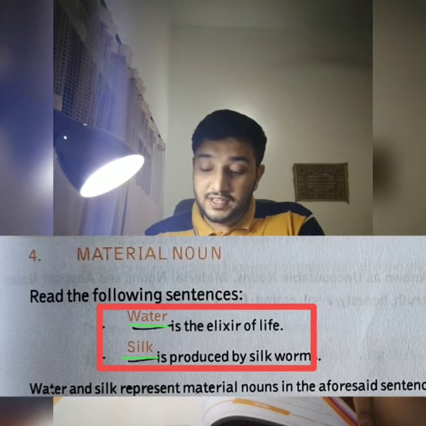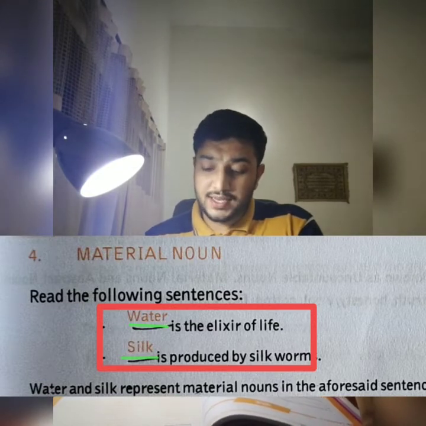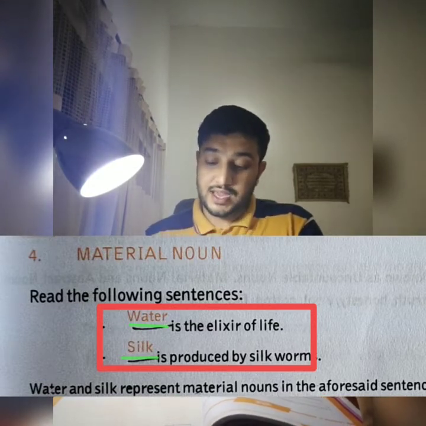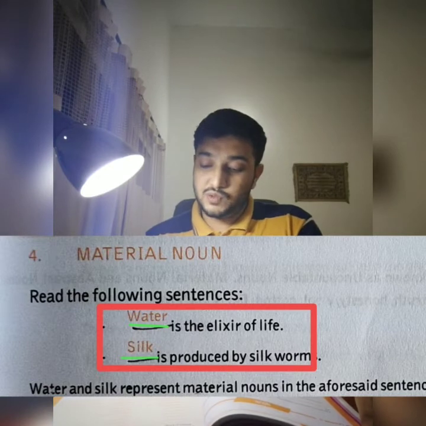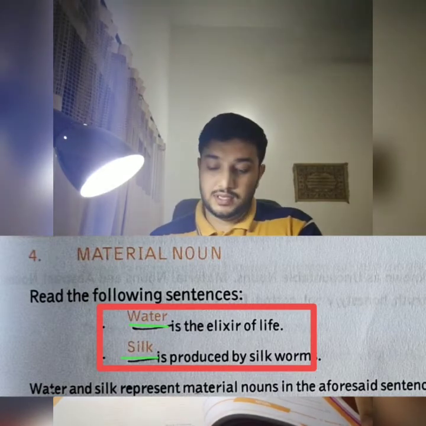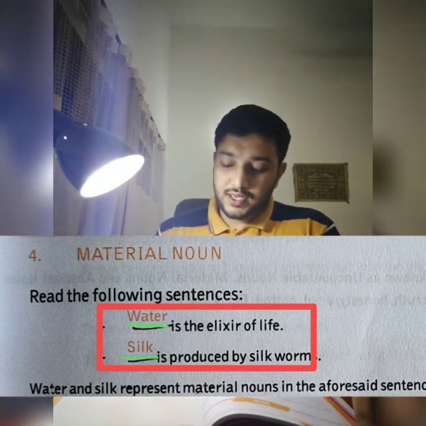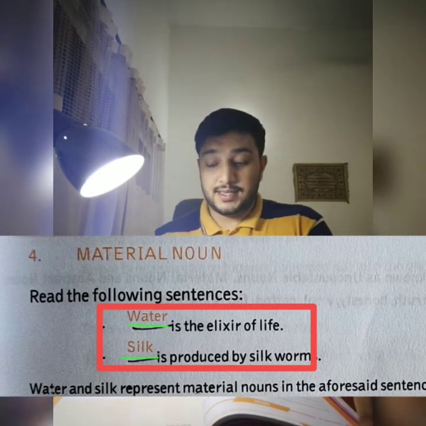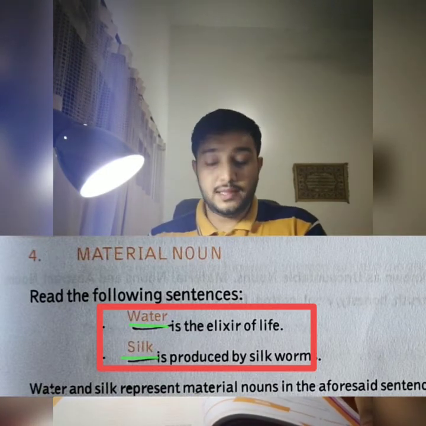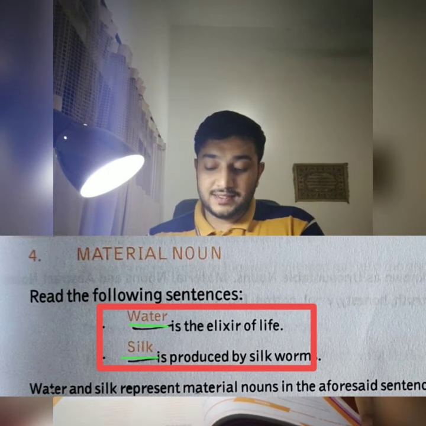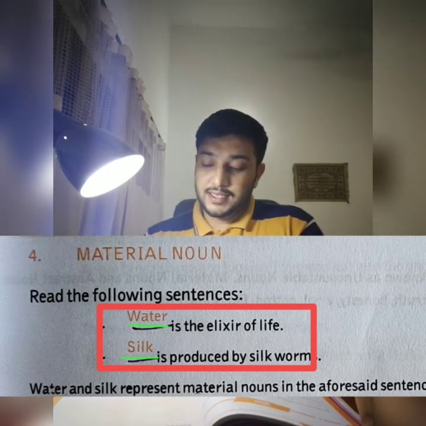A list of examples. Now let's talk about material noun. They have given us two examples here. Water is the elixir of life. Silk is produced by silkworms. So here water and silk are material nouns. Water and silk represent material nouns in the aforesaid sentences.